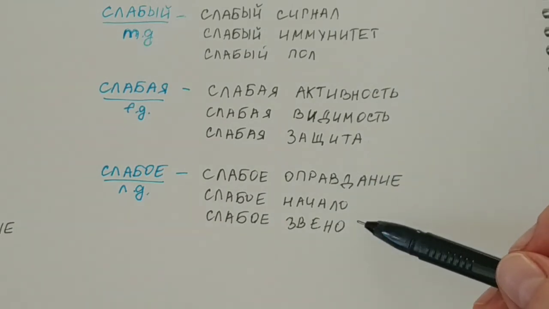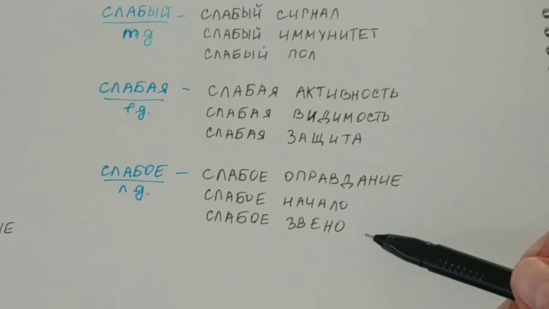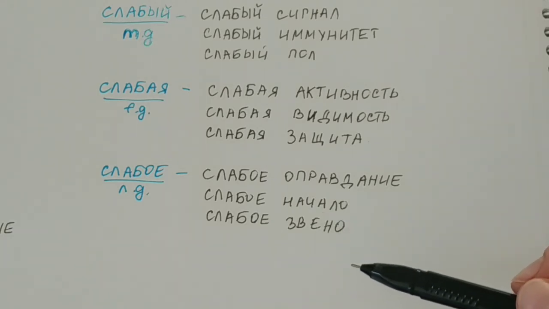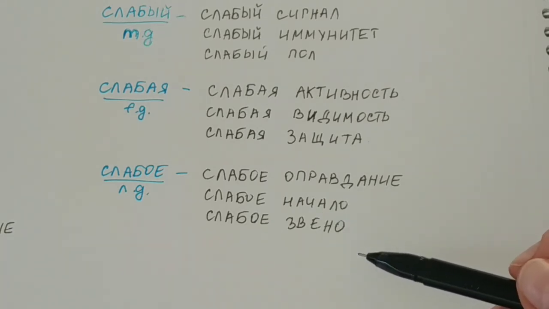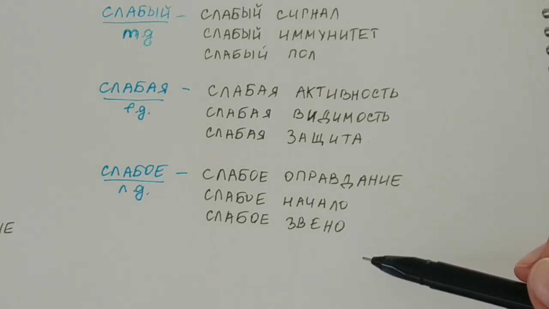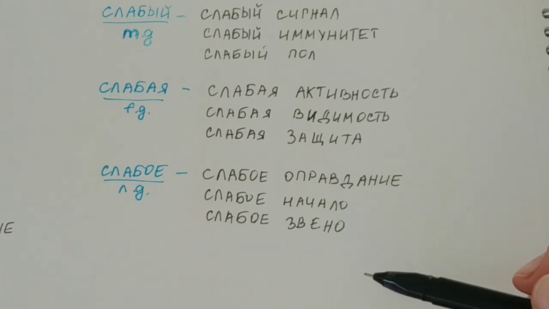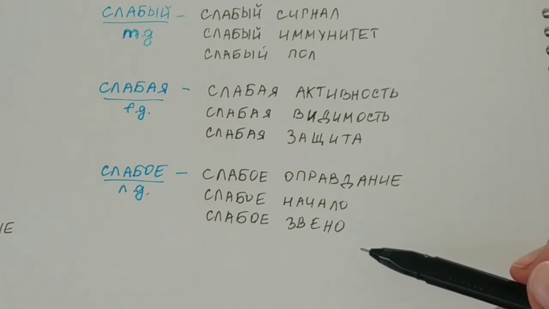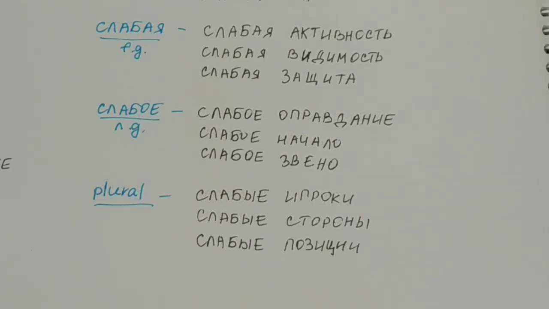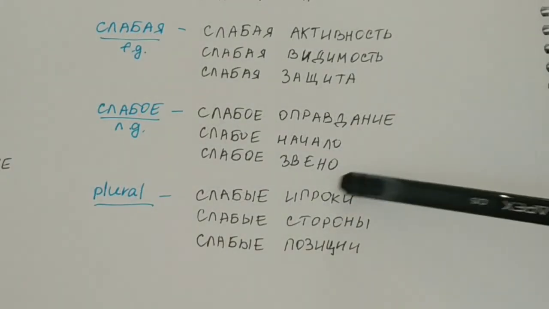And the last example is слабое звено. Звено means a link. So the whole phrase is weak link, and it's actually how a very popular Russian TV show is called, «Слабое звено», which is in its turn a Russian adaptation of the British TV show «The Weakest Link». And that's how it is named in Russian. And for the plural version, let's go over these three phrases.